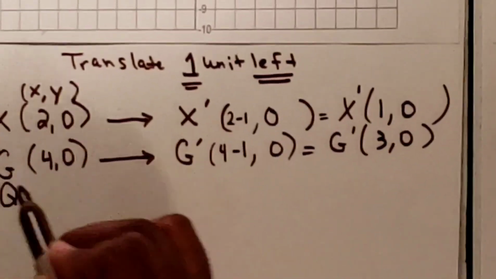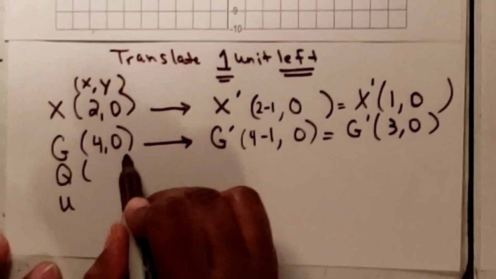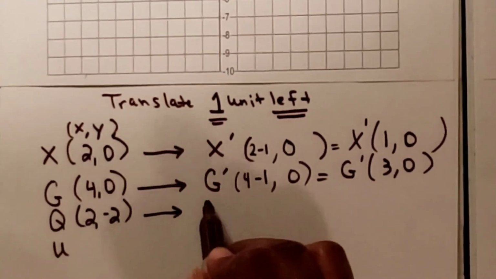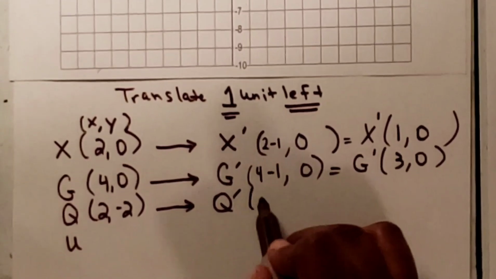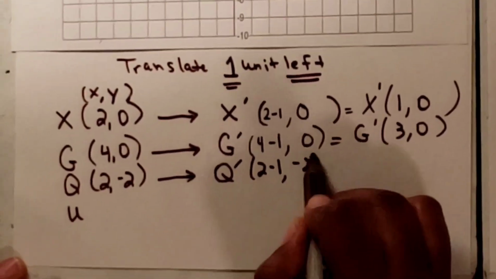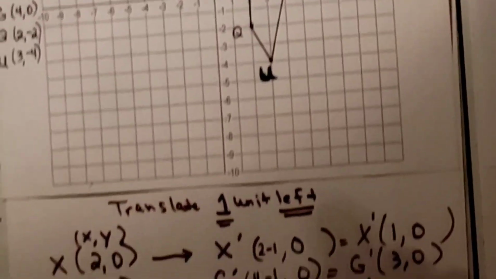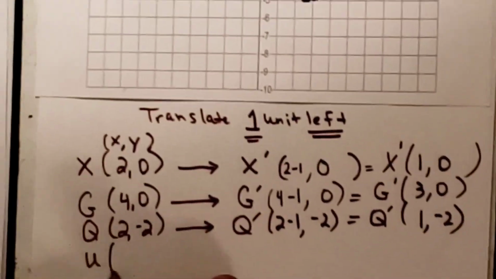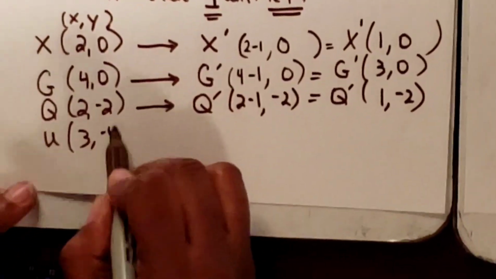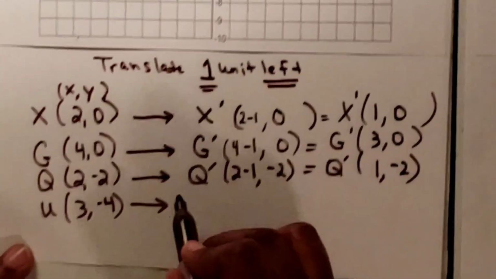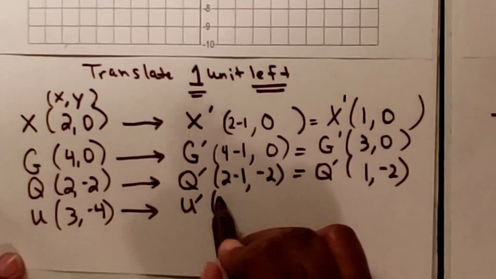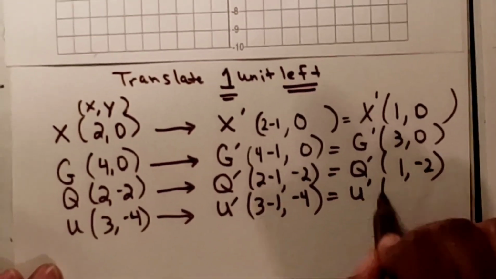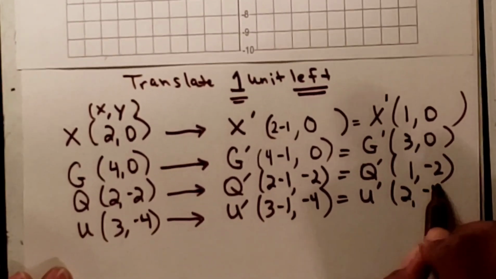Okay, let's continue with Q and then U. So Q is 2, negative 2. Q prime would be 2 minus 1. Keep the negative 2 the same. Q prime will end up being 1, negative 2. Okay, U is 3, negative 4. Let's do the operation. U prime will end up being 3 minus 1. Keep negative 4. And U prime would be 2, negative 4.